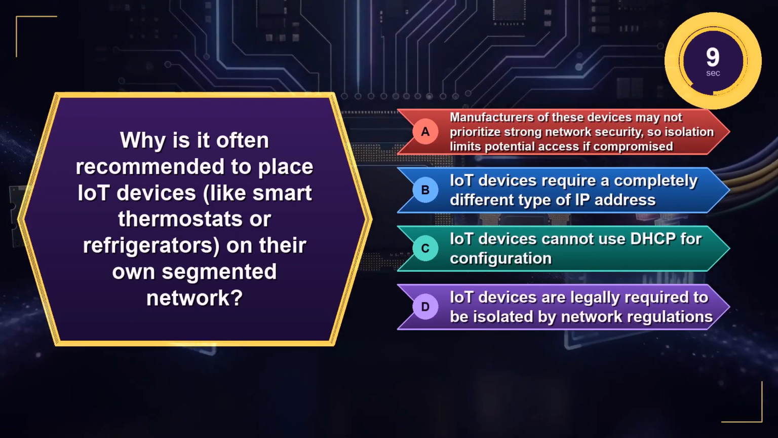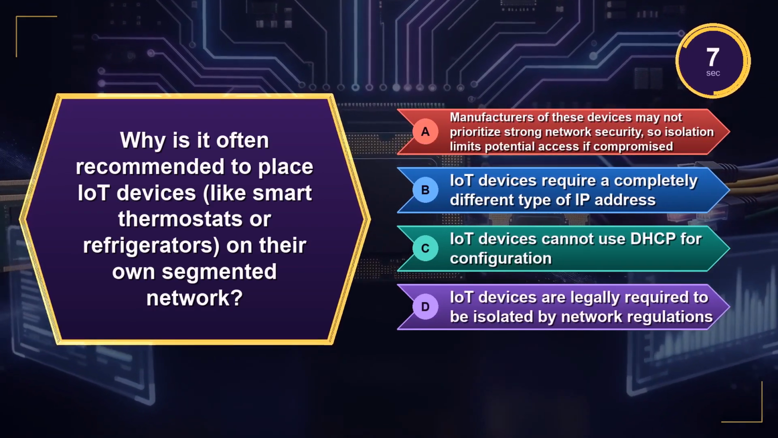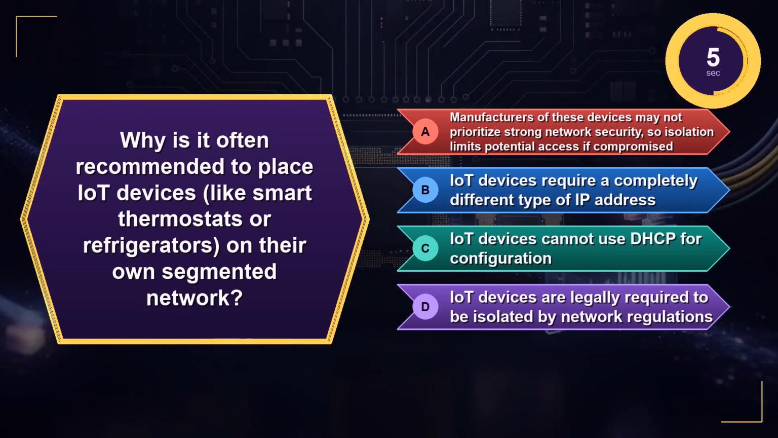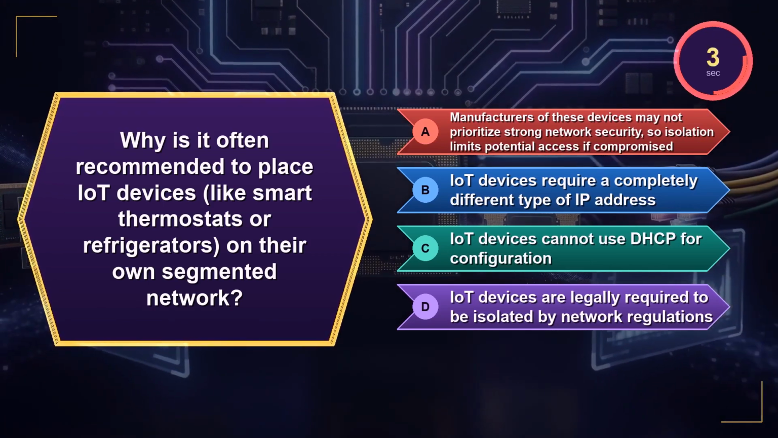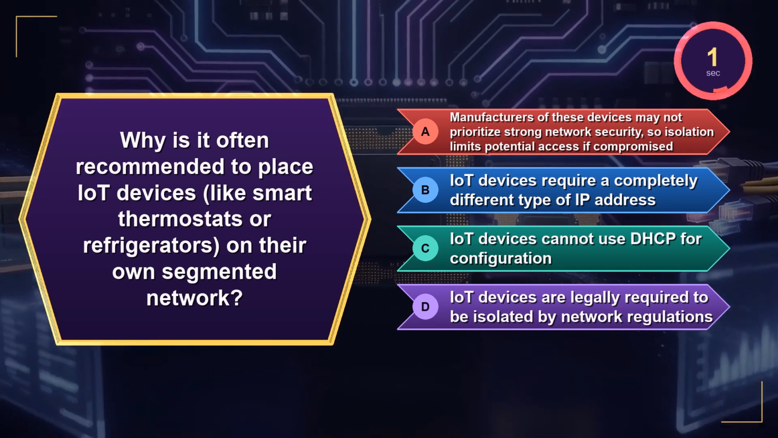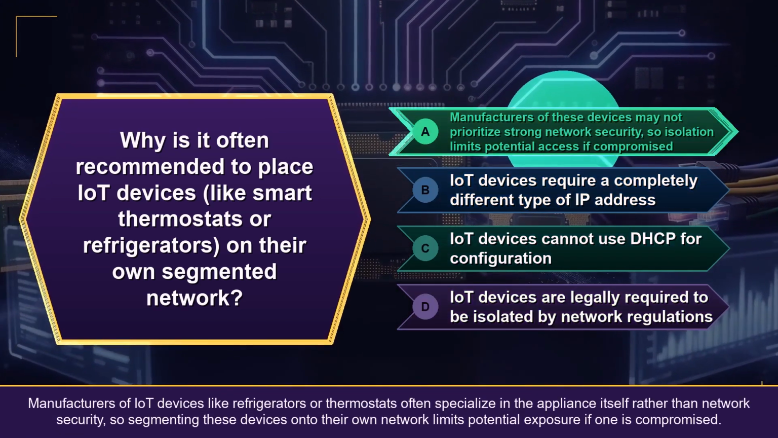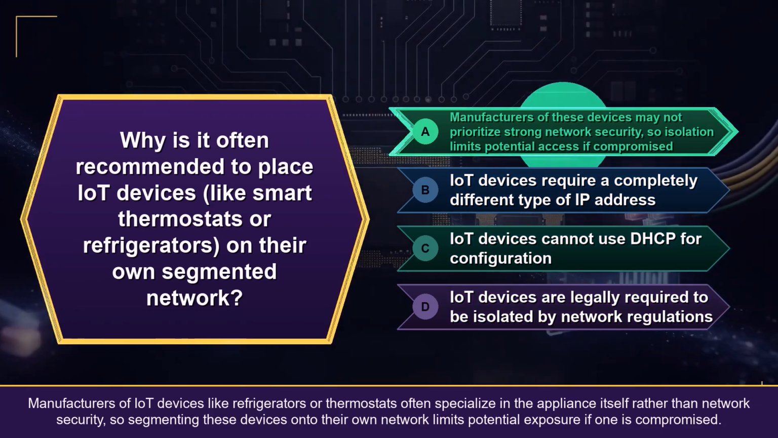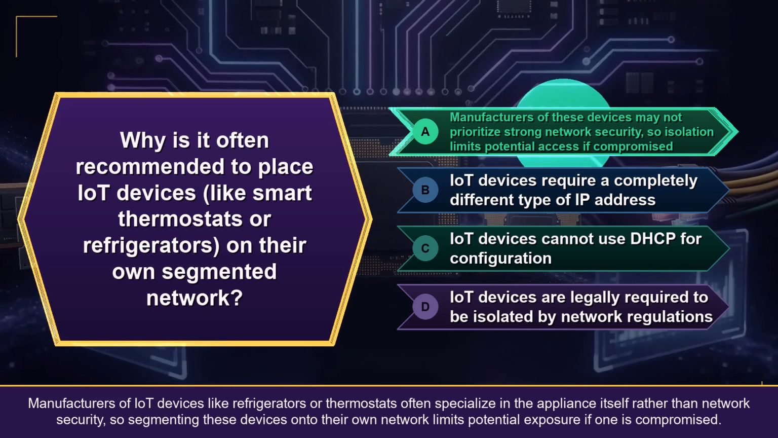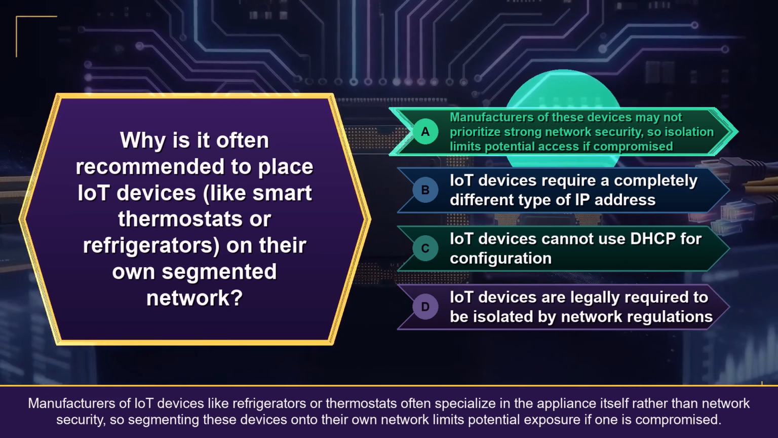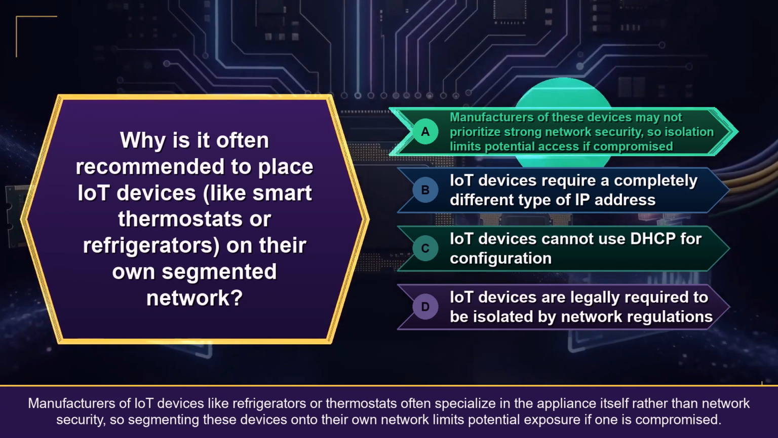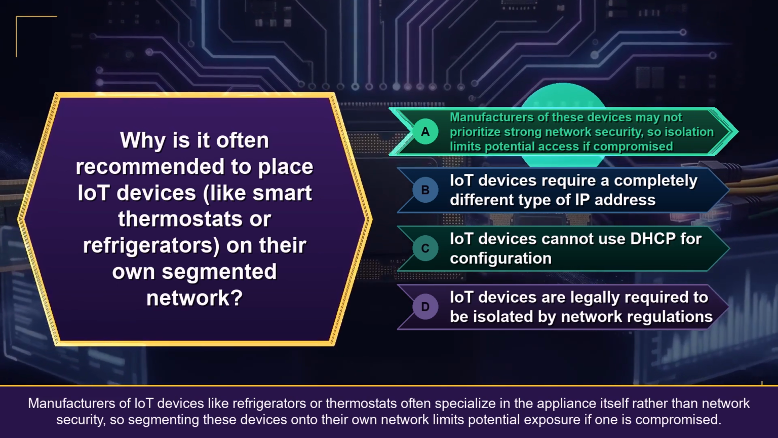Why is it often recommended to place IoT devices, like smart thermostats or refrigerators, on their own segmented network? Manufacturers of IoT devices like refrigerators or thermostats often specialize in the appliance itself rather than network security, so segmenting these devices onto their own network limits potential exposure if one is compromised.